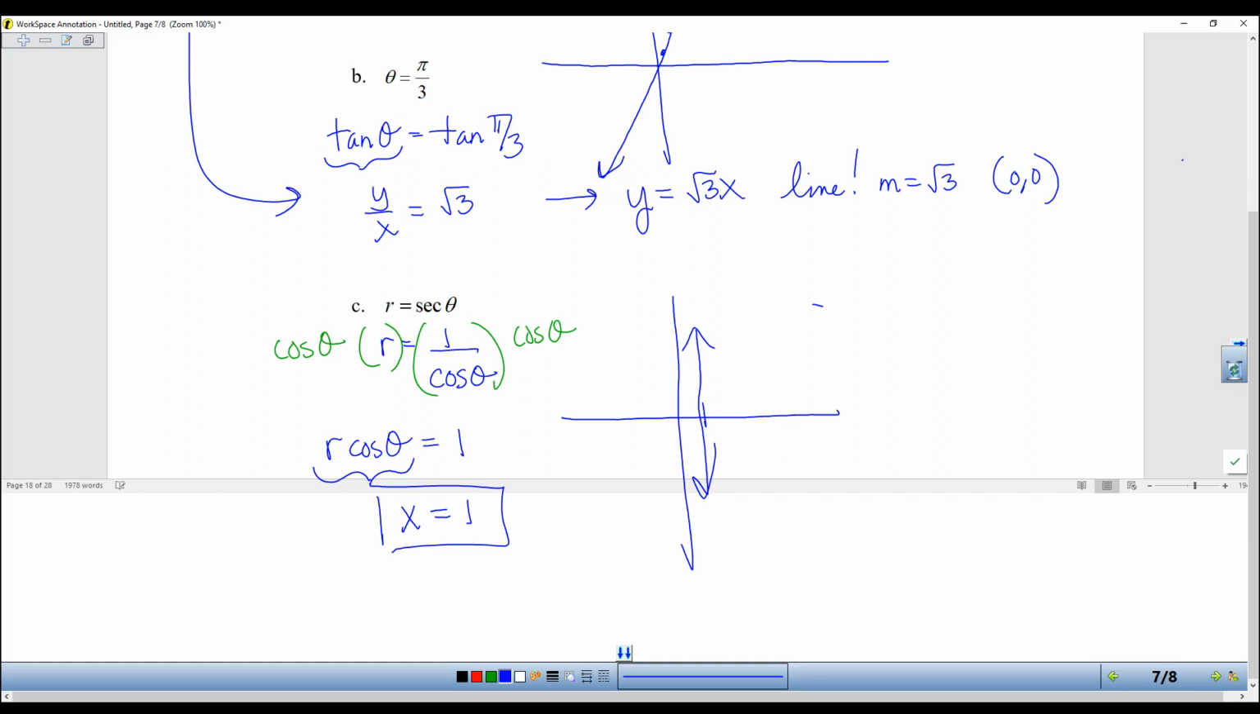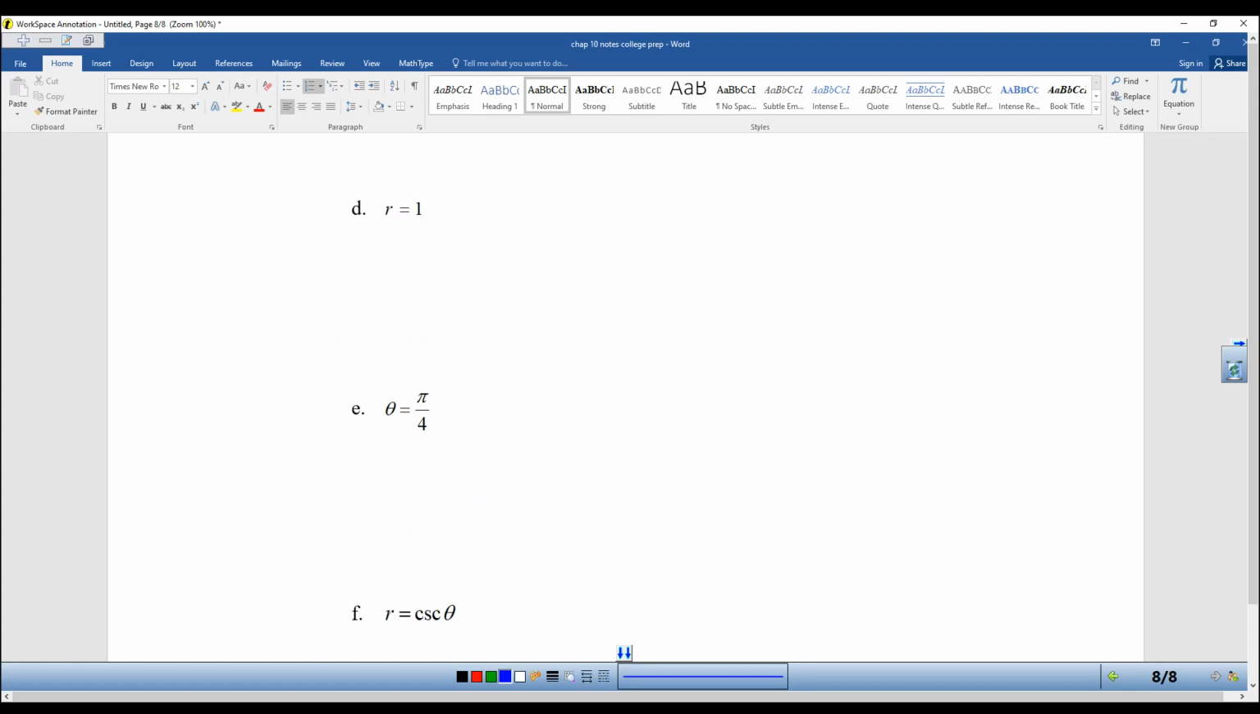Okay. All right. D, E, and F are literally exact duplicates of what I've just done. So I really would stress that you should try them on your own. But of course, I am going to do them for you. So the first one, you can square both sides. And you get r squared is equal to 1. You can replace the r squared with x squared plus y squared. And there you have your formula. X squared plus y squared is equal to 1.